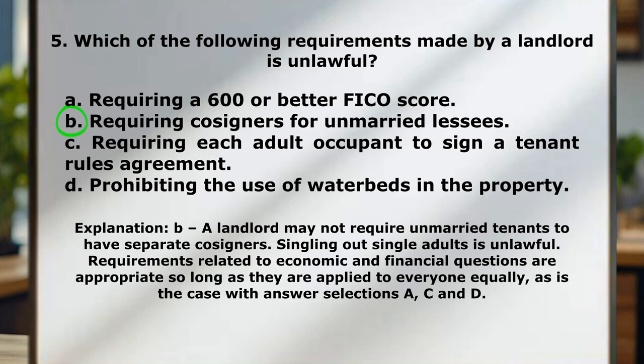Landlords may not require unmarried tenants to have separate cosigners. Singling out single adults is unlawful. Requirements related to economic and financial questions are appropriate so long as they are applied to everyone equally. So basically you can't discriminate based off of marital status.